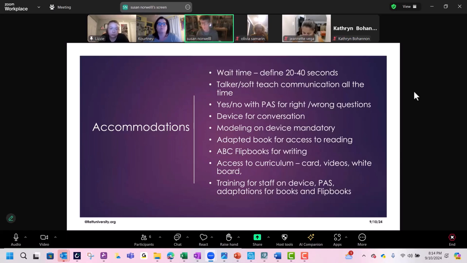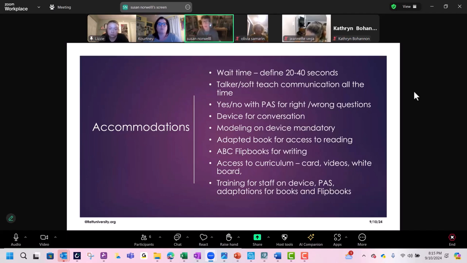Yes, no, you're using partner-assisted scan. You're giving them two choices when they're younger, three choices. You go through each of the choices, and you ask them yes, no. That's a very low motor output demand, but very high cognitive demand.